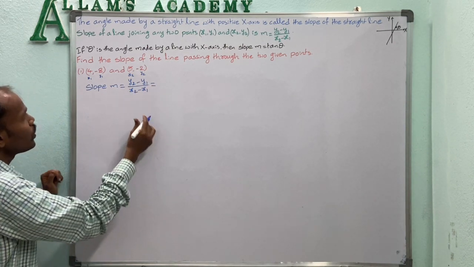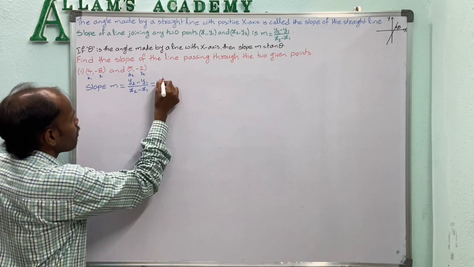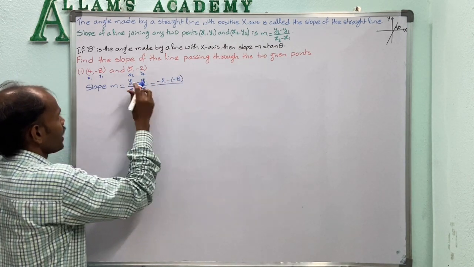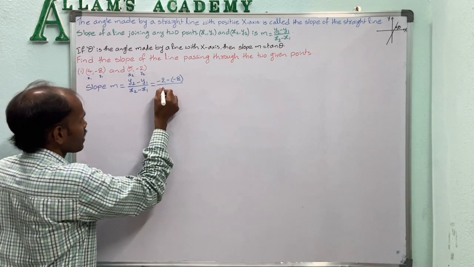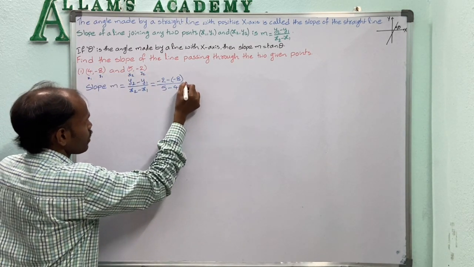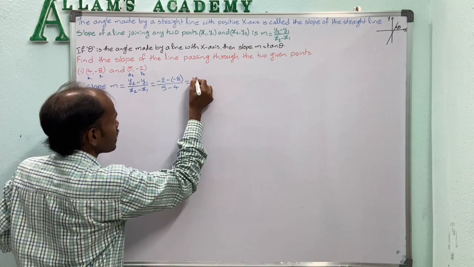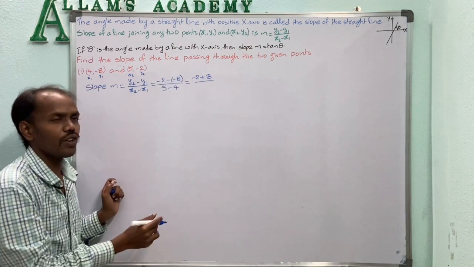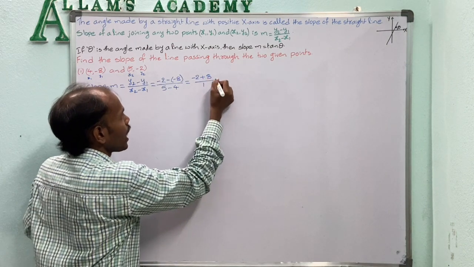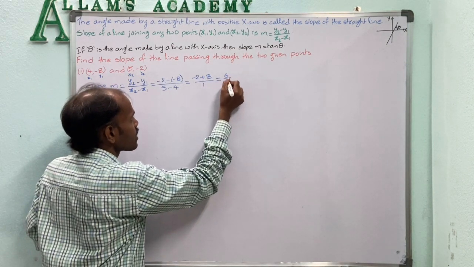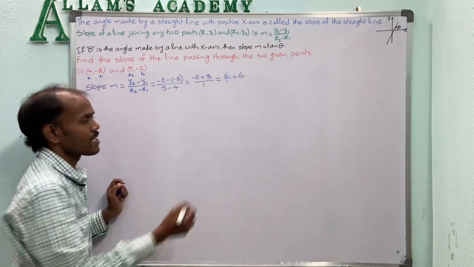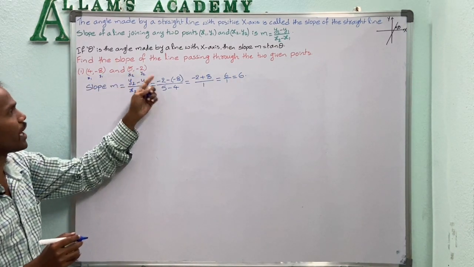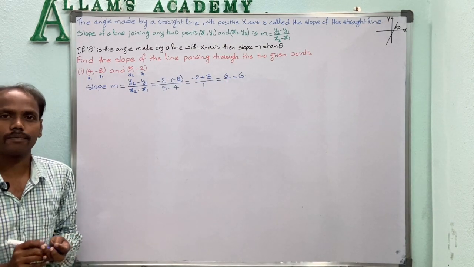that is equal to y2 (-2) minus y1 (-8) over x2 (5) minus x1 (4). So minus minus 8 is plus 8, -2 plus 8, over 5 minus 4 is equal to 1. So 8 minus 2 is equal to 6, 6 by 1 is nothing but 6. So the slope of the points (4, -8) and (5, -2) is 6.